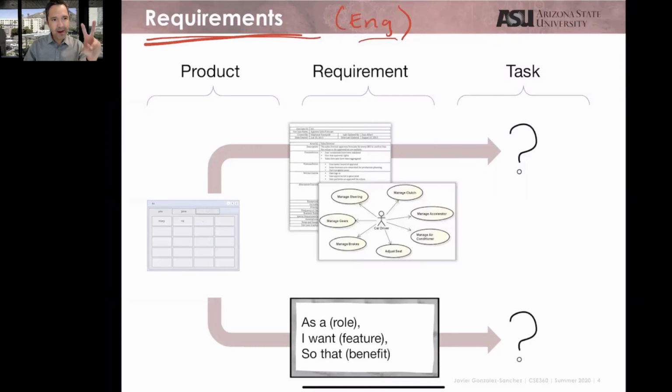Now, there are two ways to document requirements. Number one, the diagrams, the visual representation. Number two, natural language. Well, natural language is too open. So we can use natural language, but following a template. And that is what you did with user stories. These two are the two main ways to represent requirements.